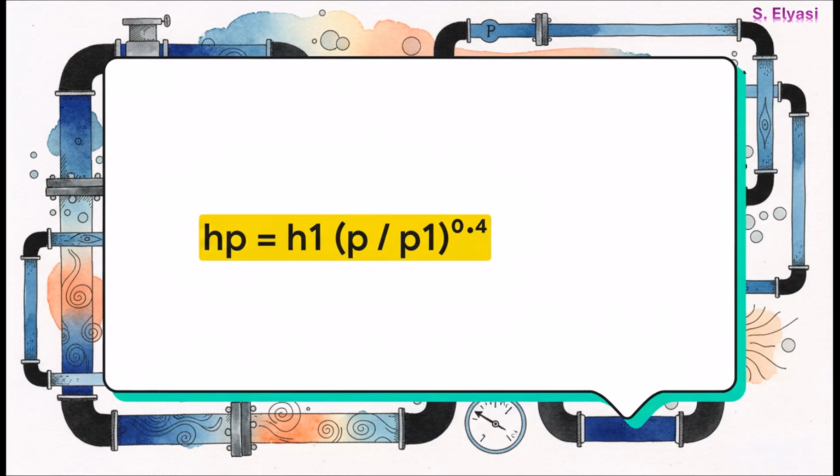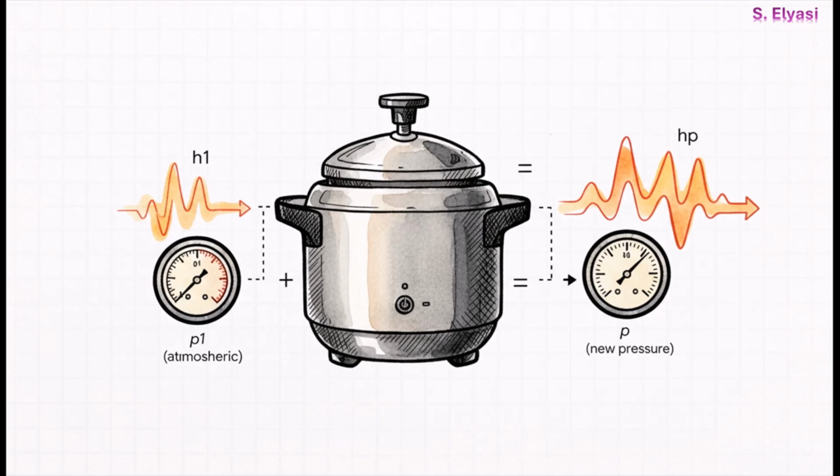We use this. This is our pressure correction formula. It's what's known as an empirical relation, which means it's based on experimental data. And it lets us take the heat transfer coefficient we already found at normal atmospheric pressure and just tweak it for a new pressure. It's a fantastic tool that lets us adapt a calculation without having to start all over from scratch.